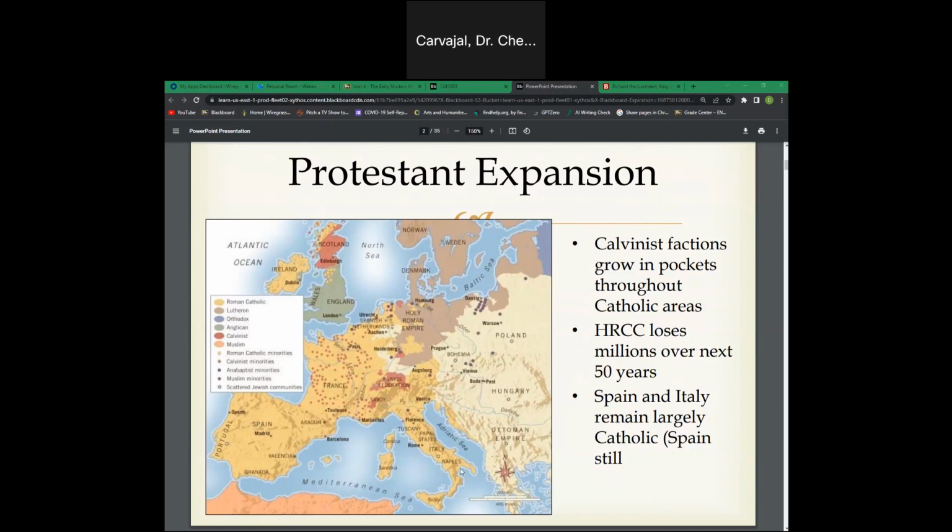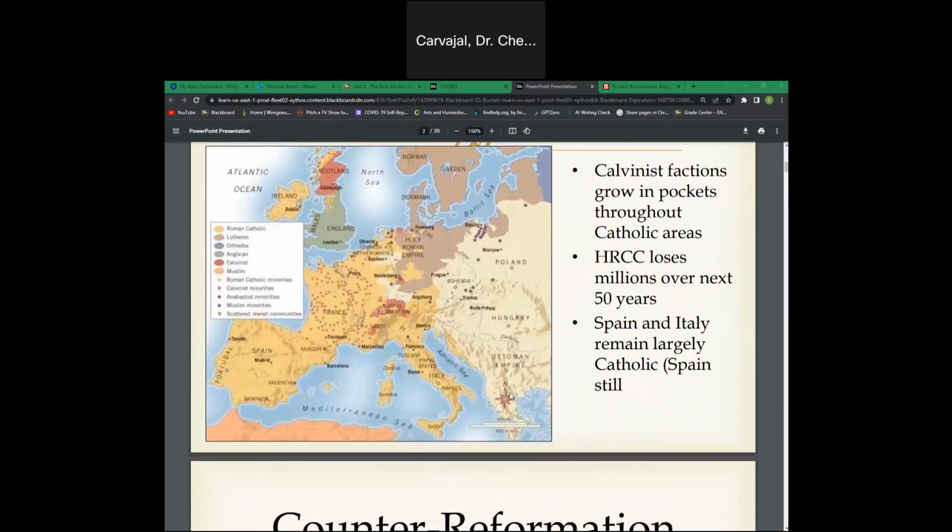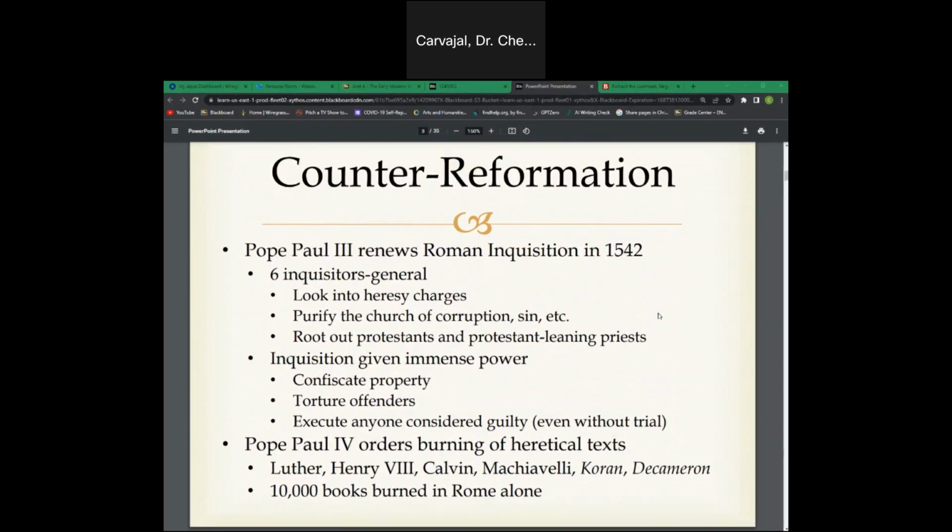Now, the Catholic Church, though, is suddenly really scared. They say, okay, look, we've lost all these people. What do we do? And they decide they're going to have their own Reformation. We had the Protestant Reformation. Well, let's have the Catholic Reformation, or the Counter-Reformation. So it's almost like a counterclaim. You get sued, and so you countersue them.